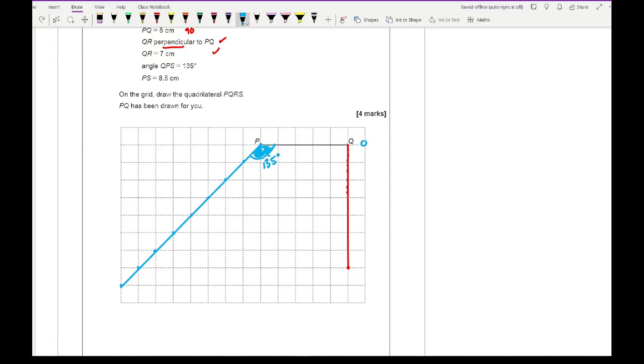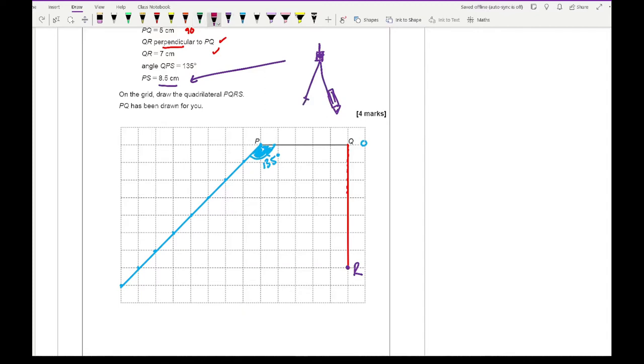Now for the next one, let's just label the points. So this point is R. Now S is somewhere along this line. The only bit of information that I know is that P to S is 8.5 centimeters. Now for this, you need your compass, which I'm just going to draw a very poor picture of. Here is our pencil, and there is your pin.